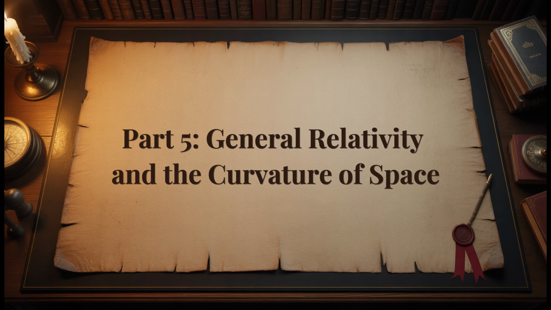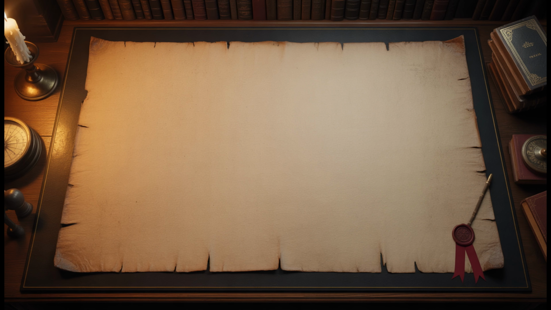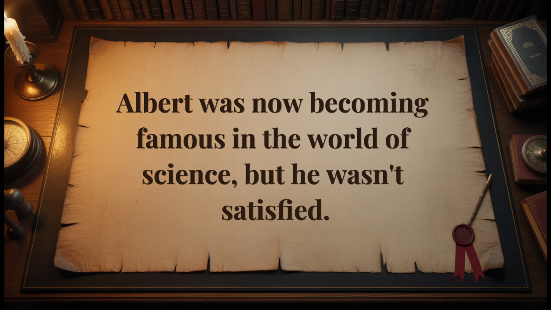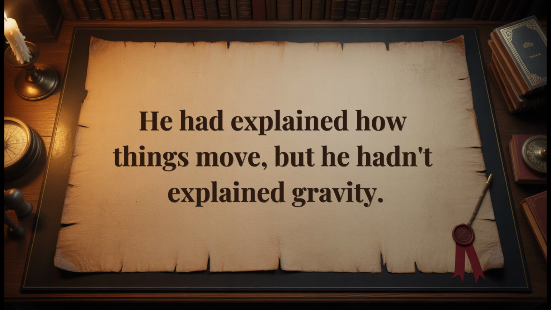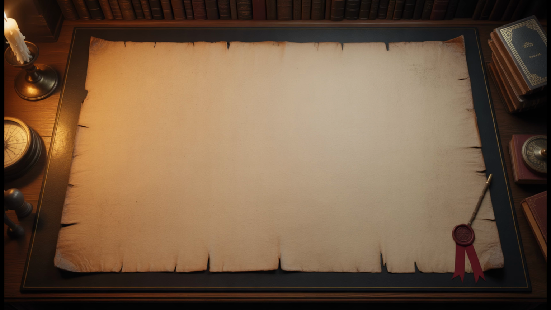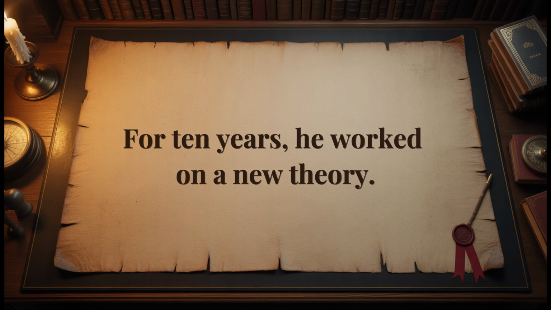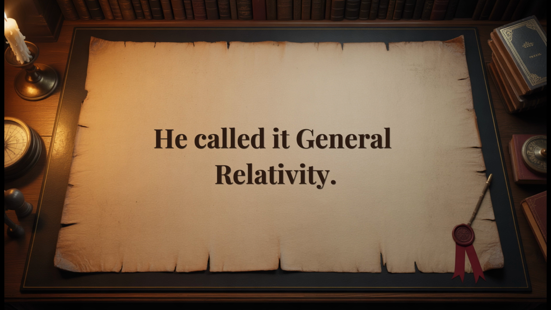Part 5. General Relativity and the Curvature of Space. Albert was now becoming famous in the world of science, but he wasn't satisfied. He had explained how things move, but he hadn't explained gravity. For 10 years, he worked on a new theory. He called it general relativity.